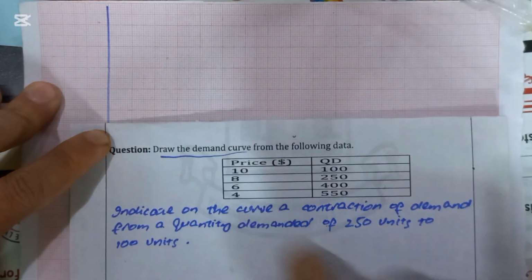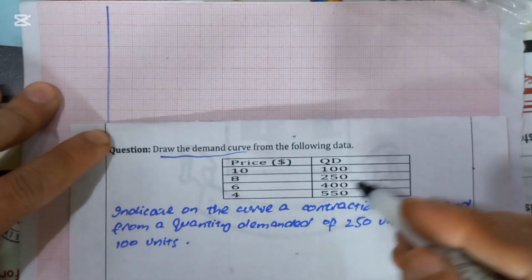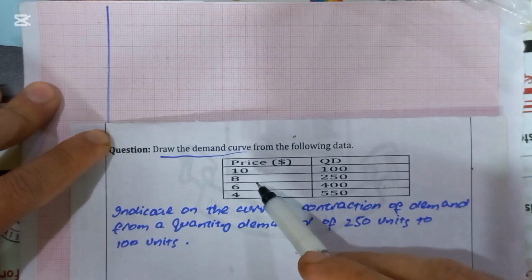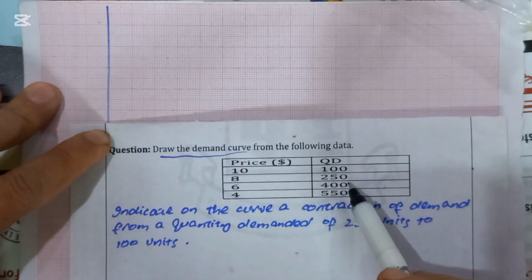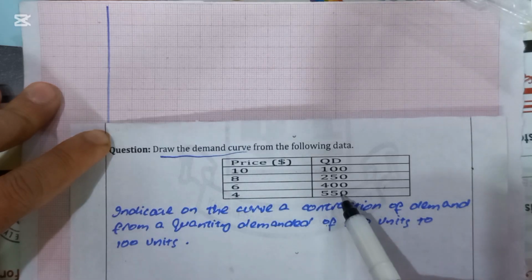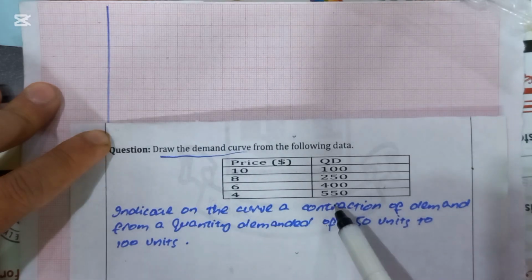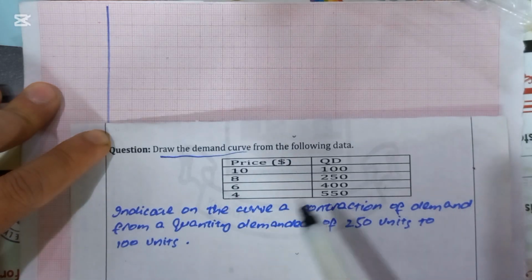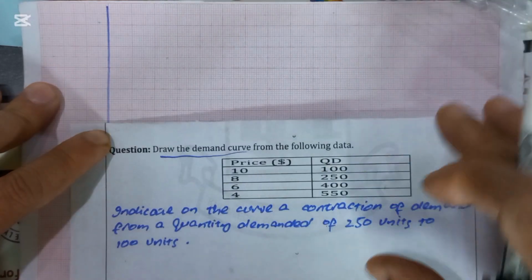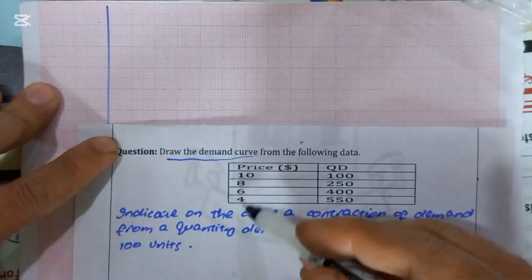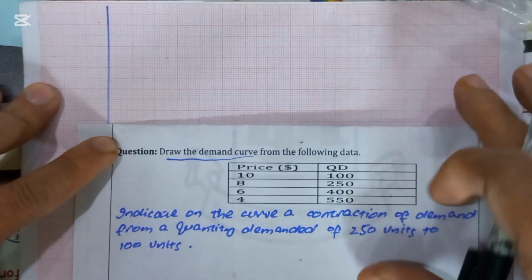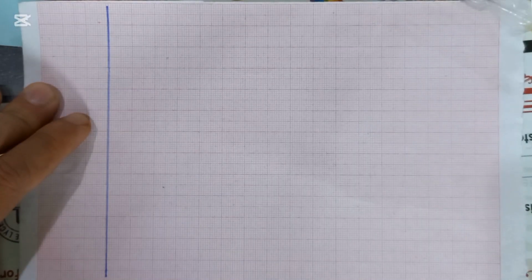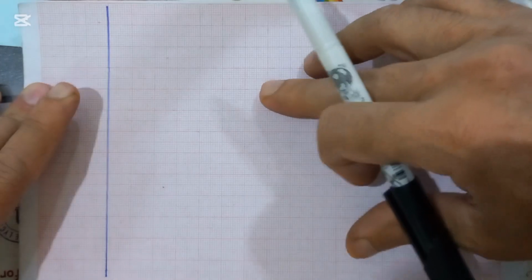Question: draw the demand curve from the following data. Here is the data. At $10, quantity demanded is 100. At 8, 250 is demanded. At 6, 400 is demanded. And at $4, 550 is demanded. So the first requirement is to draw the demand curve. Prices are from 4 to 10 and quantity demanded is from 100 to 550. So first we will draw the axes.